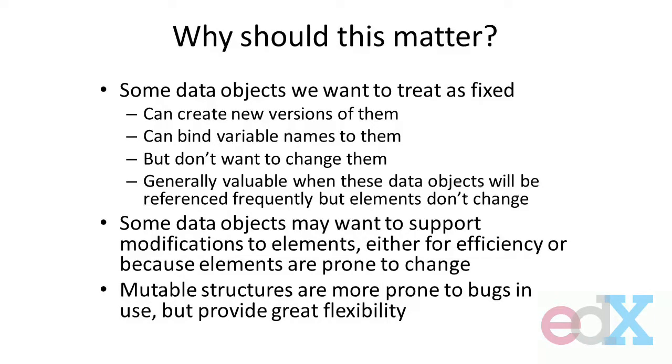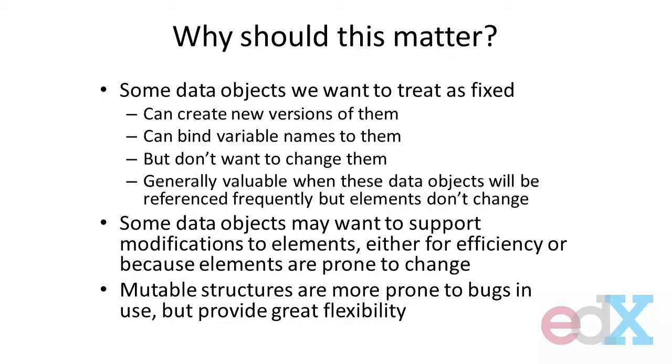On the other hand, there are some instances where data objects may want to support modifications to elements inside of them. Why might that happen? Imagine you've got a really large database of personnel information. You want to do things like change salaries. You don't want to have to make an entirely new copy of the database just to add in a new salary. You'd like to be able to go inside and change a piece of that. So lists are going to support that kind of operation by enabling us to go in and mutate or alter elements of the pieces.